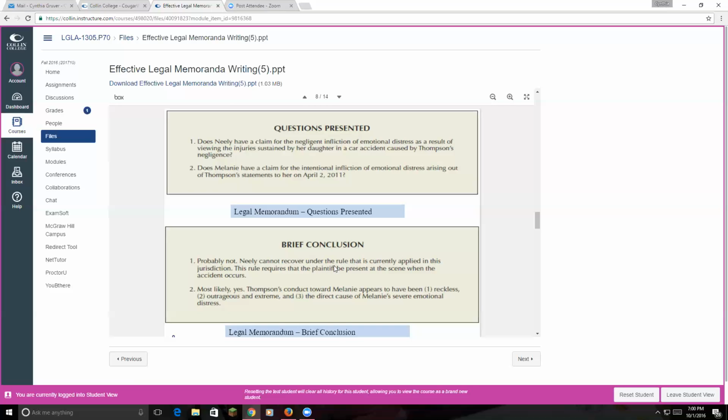Neely cannot recover under the rule that is currently applied in this jurisdiction. This rule requires the plaintiff be present at the scene when the accident occurs. This is the brief answer. And this is about the right length. We can see that we have a sentence fragment, we'll call that half a sentence, and then 2 complete sentences. I would say that you can have 3.5 sentences, this half, and then 3 more. That's probably about the maximum length.